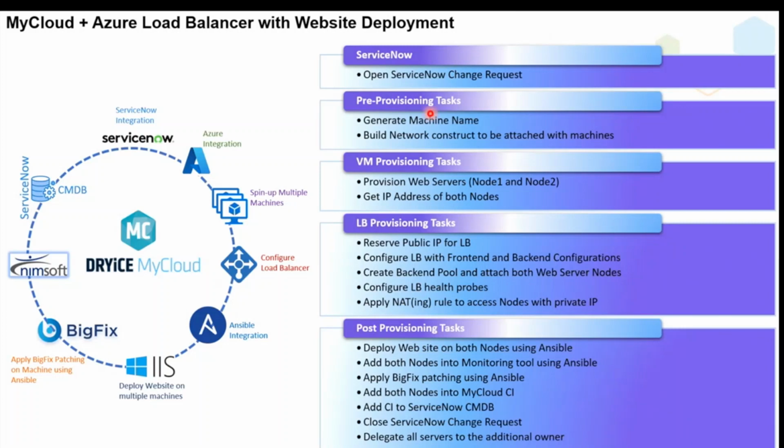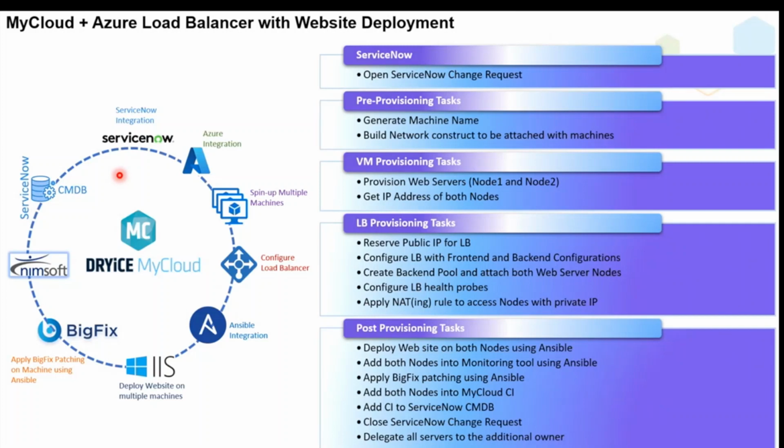So, the whole workflow starts here with ServiceNow. When the requester submits the request, the first thing that MyCloud will do is initiate its integration with ServiceNow, which will then raise a change record. So once a change gets created so that we are in compliance with the policy, we will perform the next sequence of actions through the orchestration workflow.